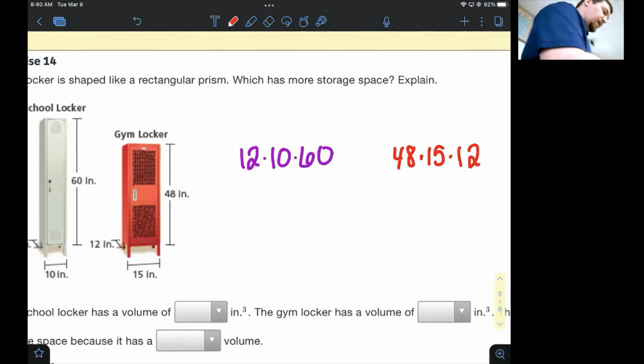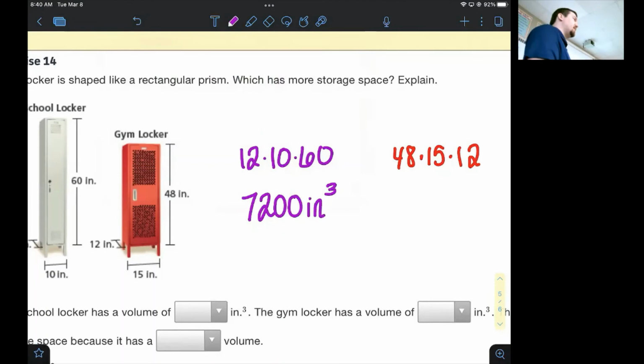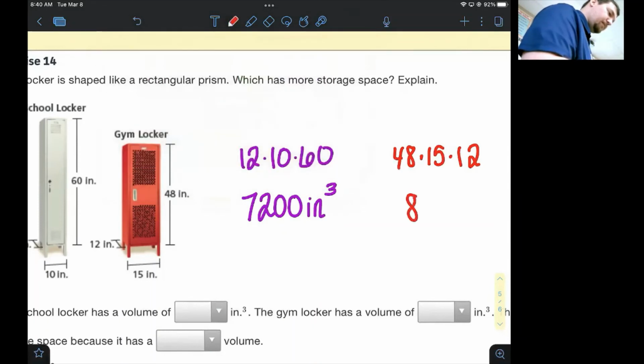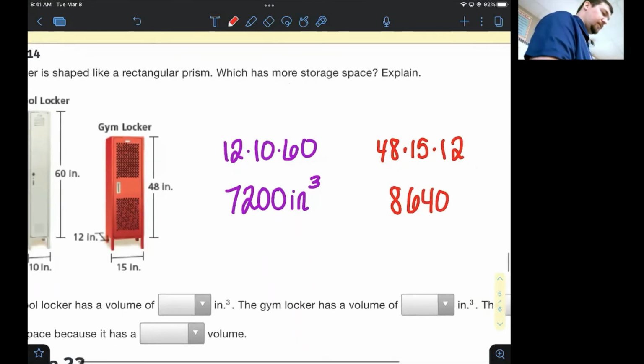Branson, what did you get for the school locker? Oh, nice. Thanks for labeling it inches cubed because it's volume again. Yeah, we're talking about the space inside, right? So that would be volume. What did you get? How would you say it? There you go, 8,640. And what's it labeled going to be? Not squared, volume is inches cubed. There you go. All right.